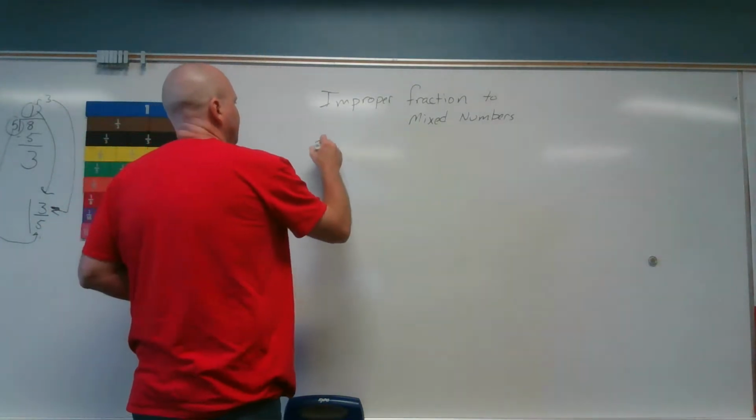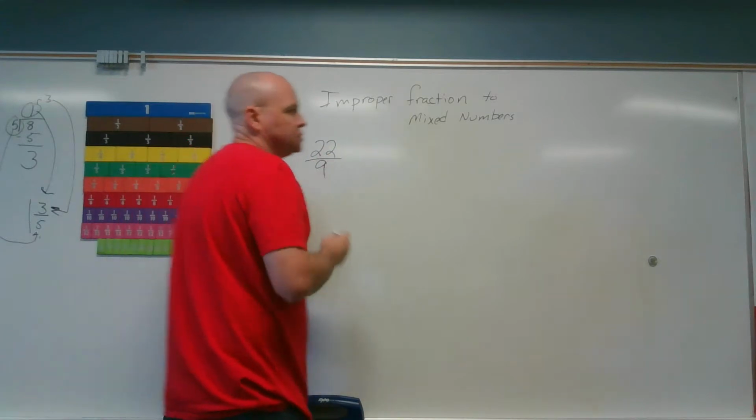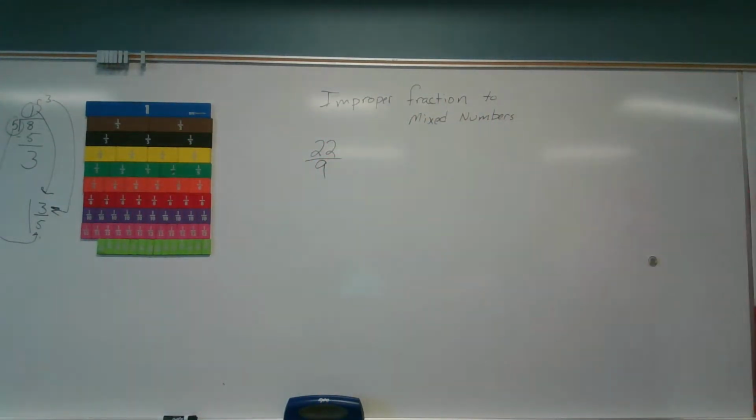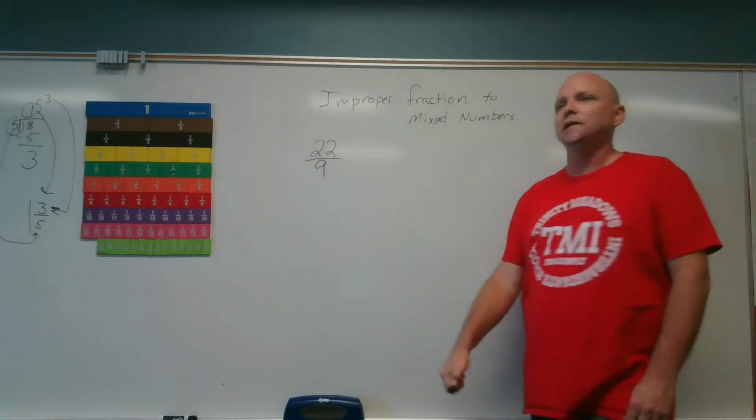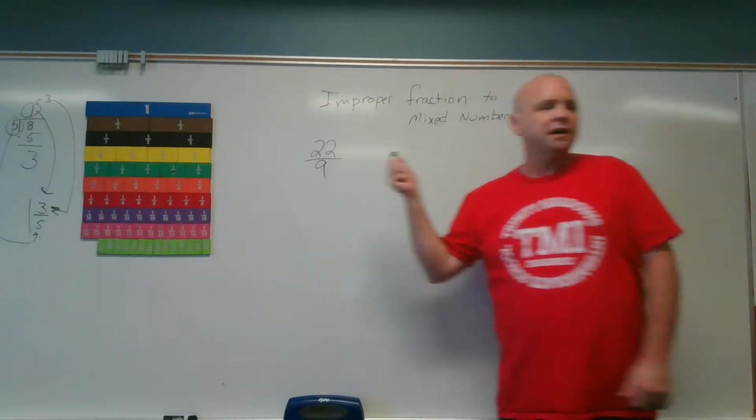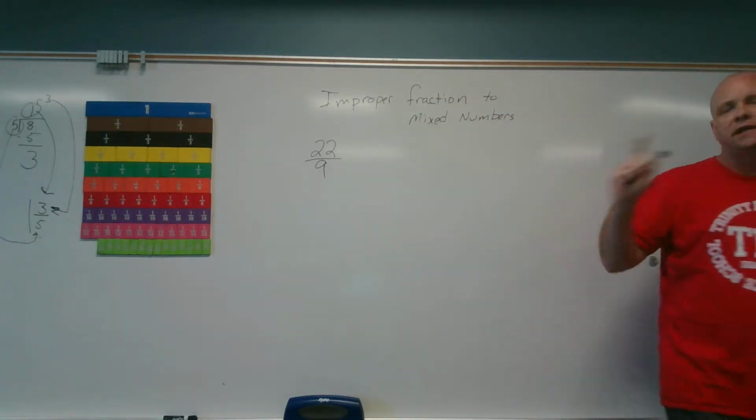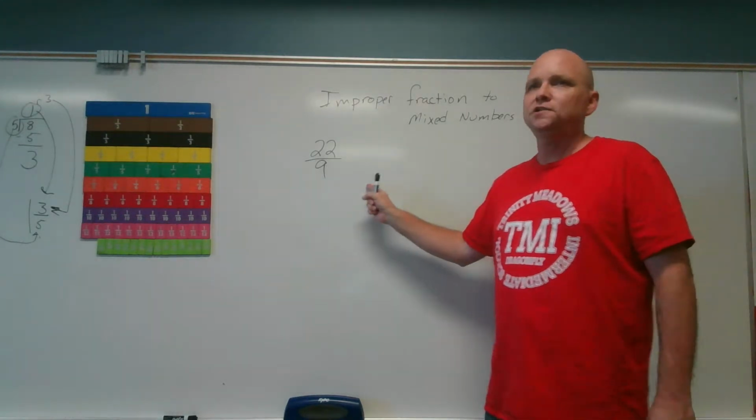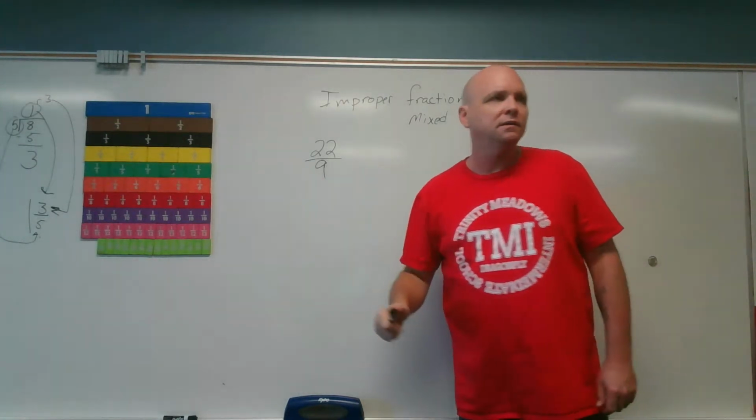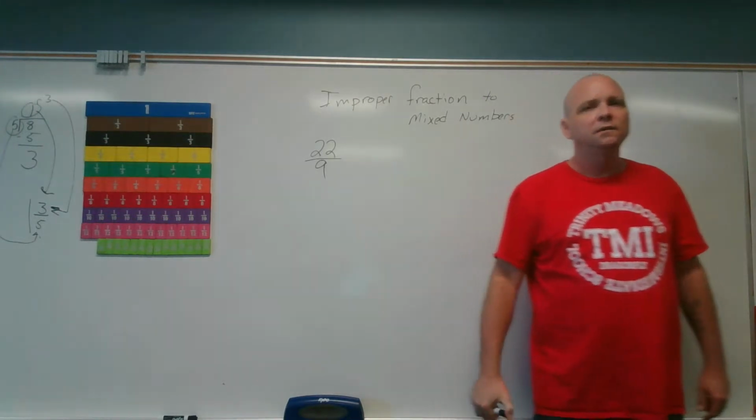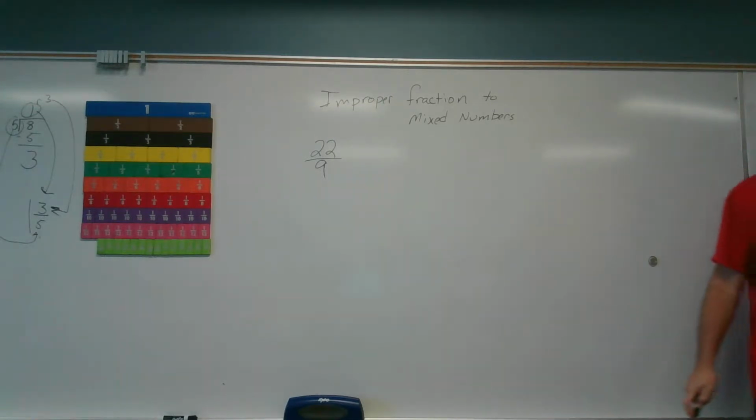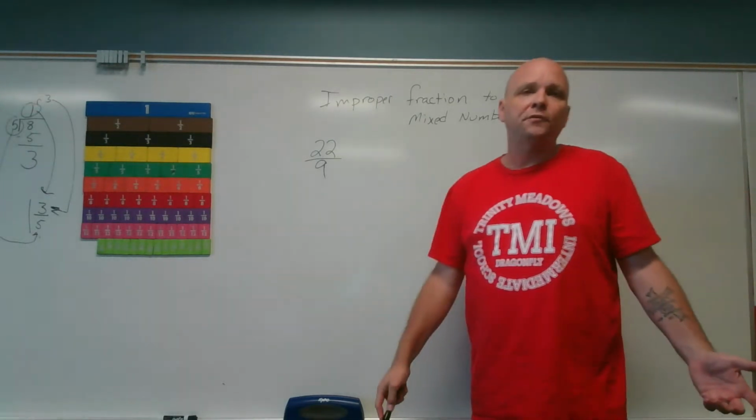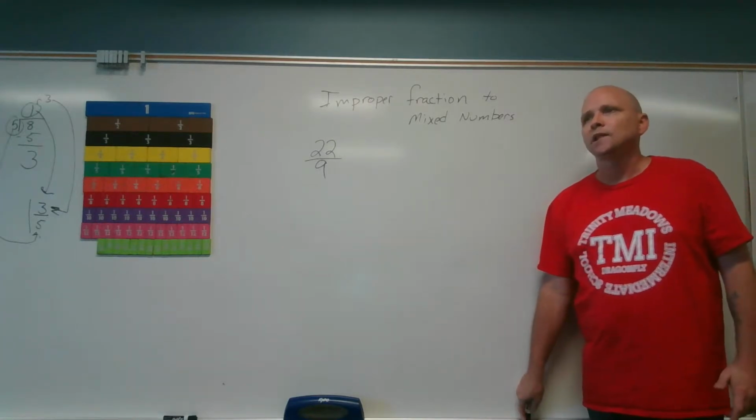So if I had the fraction 22/9, that is an improper fraction because my numerator 22 is greater than my denominator of 9. This is actually one of the problems that you did on last week's assignment. You changed this mixed number to get 22 over 9. So we're going to take 22 over 9 and make it now a mixed number, or a whole number, as you saw on the paper from last week.